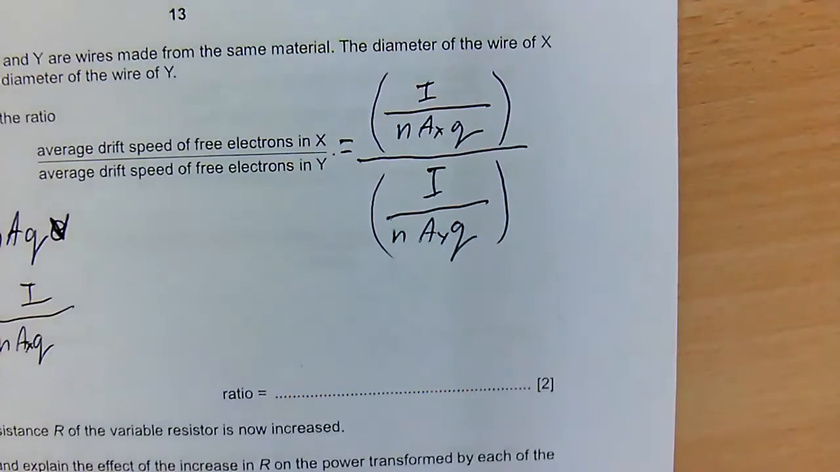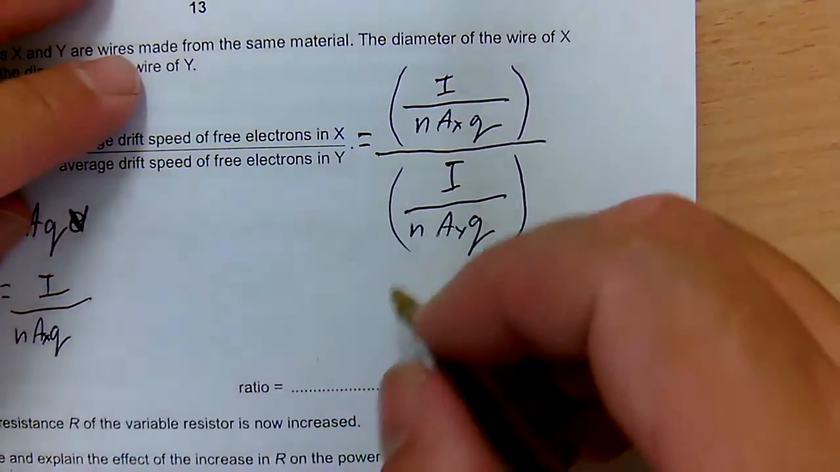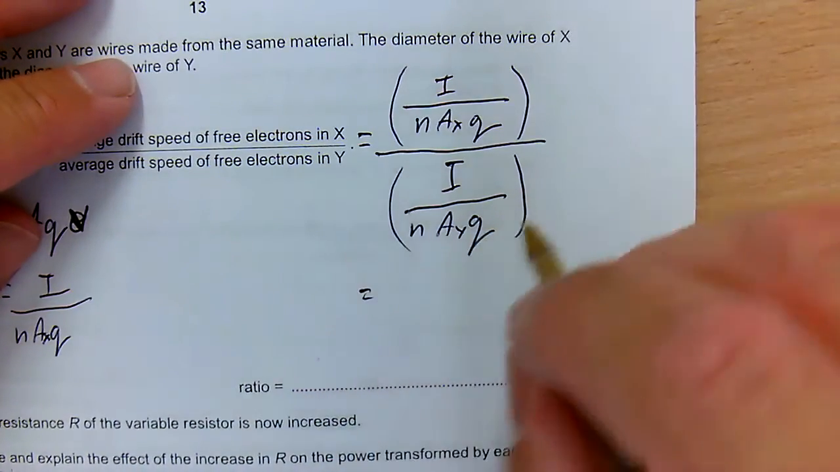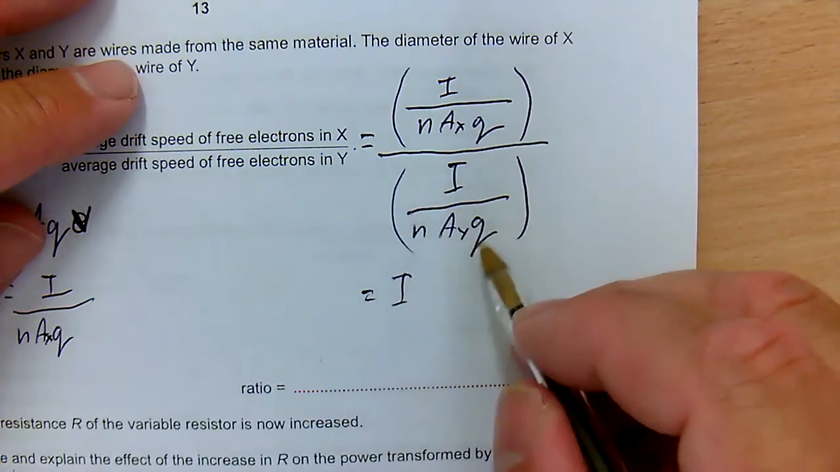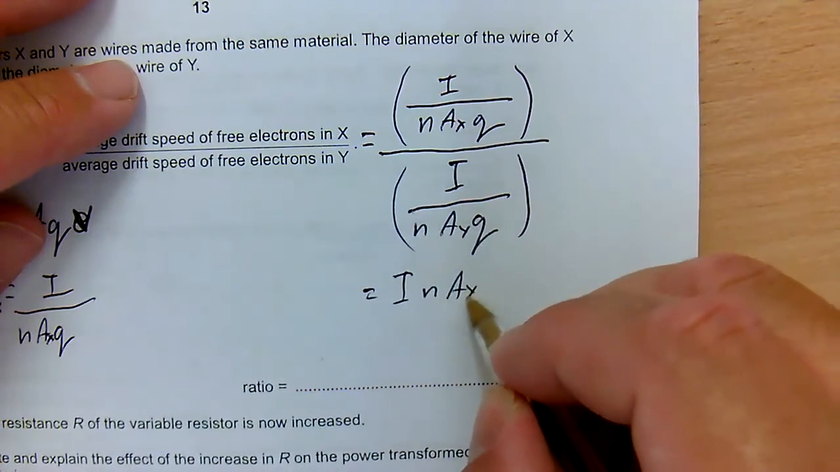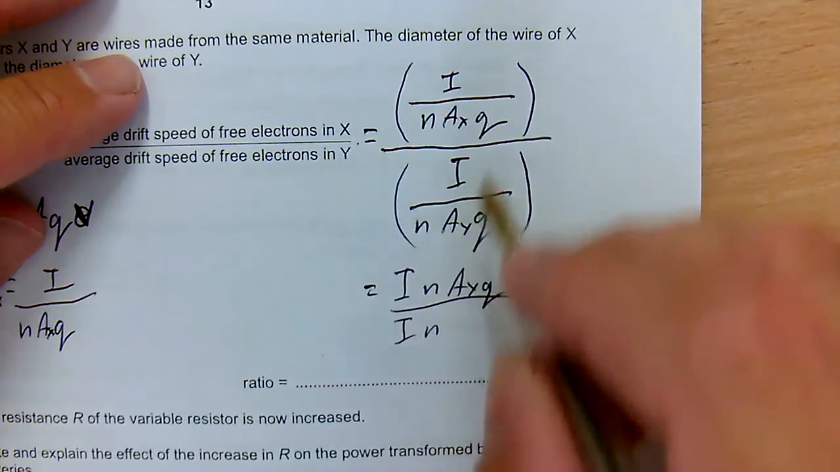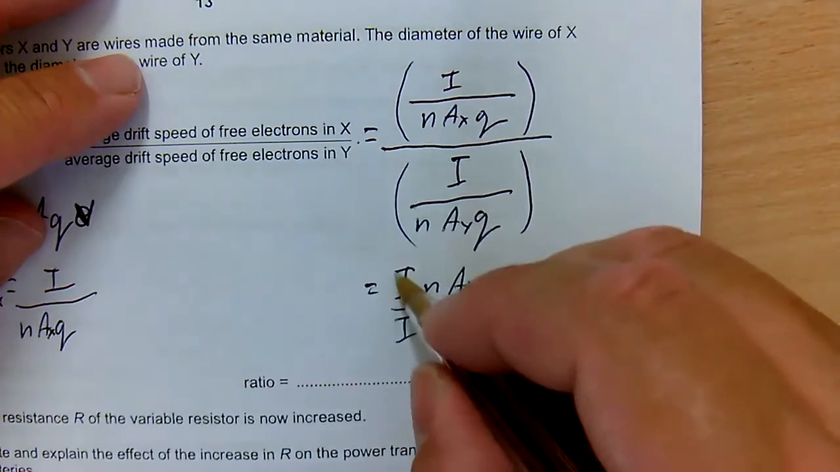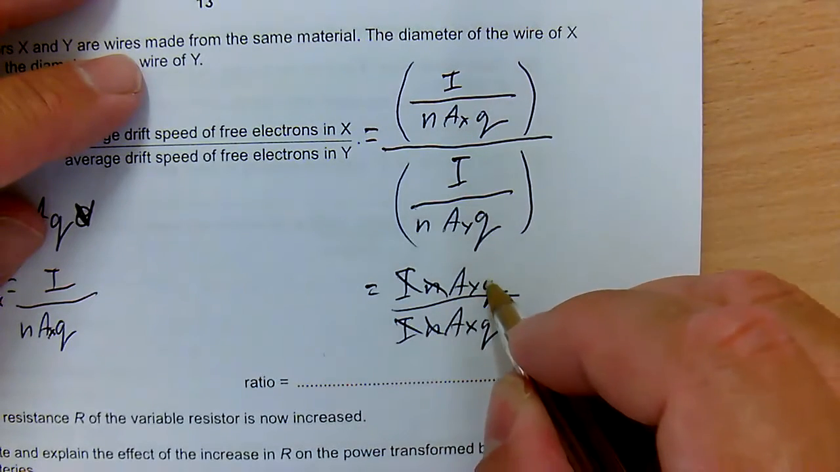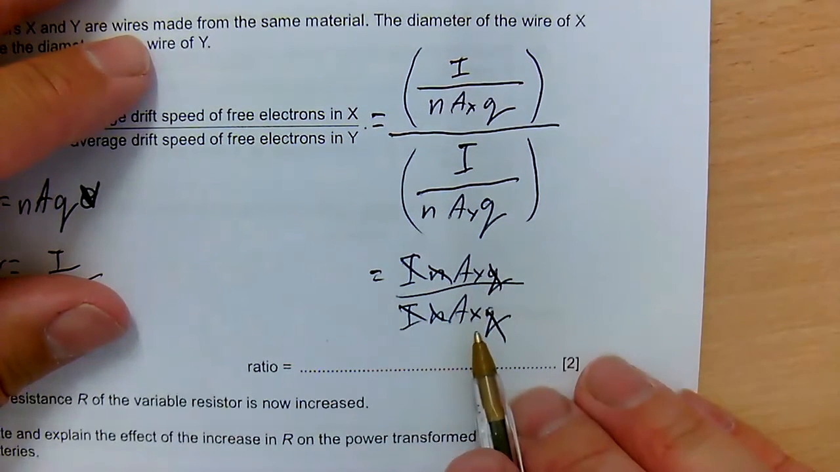Okay, so we then have to just work it out. Well, we could tidy this up quite happily. So what we've got is I, and this bit here goes up to the top, N A Y Q over I, and this goes underneath, N A X Q. The I's cancel, the N's cancel, the Q's cancel, because that's just the charge on the electron. We end up with A_Y over A_X.